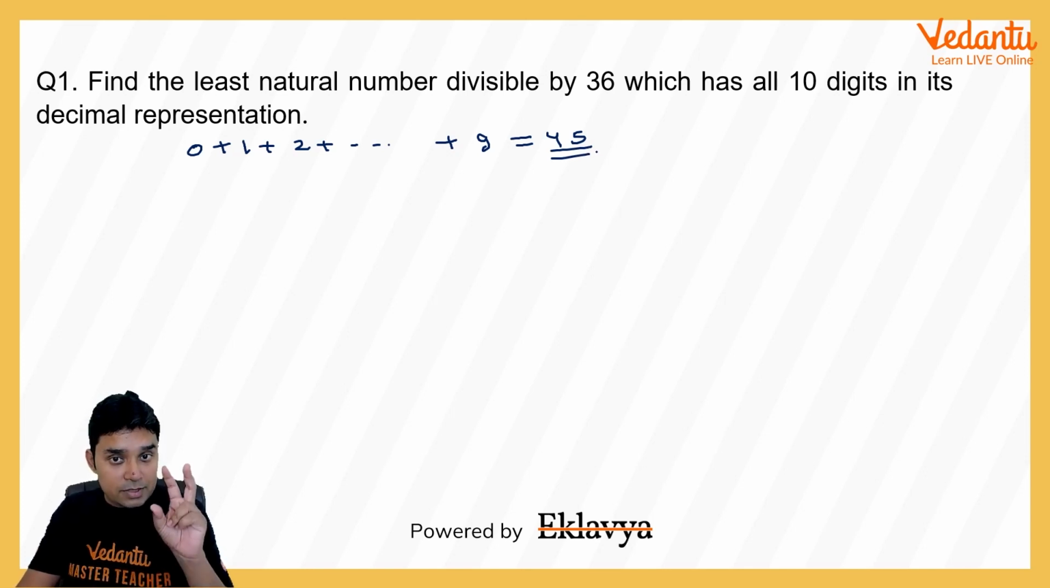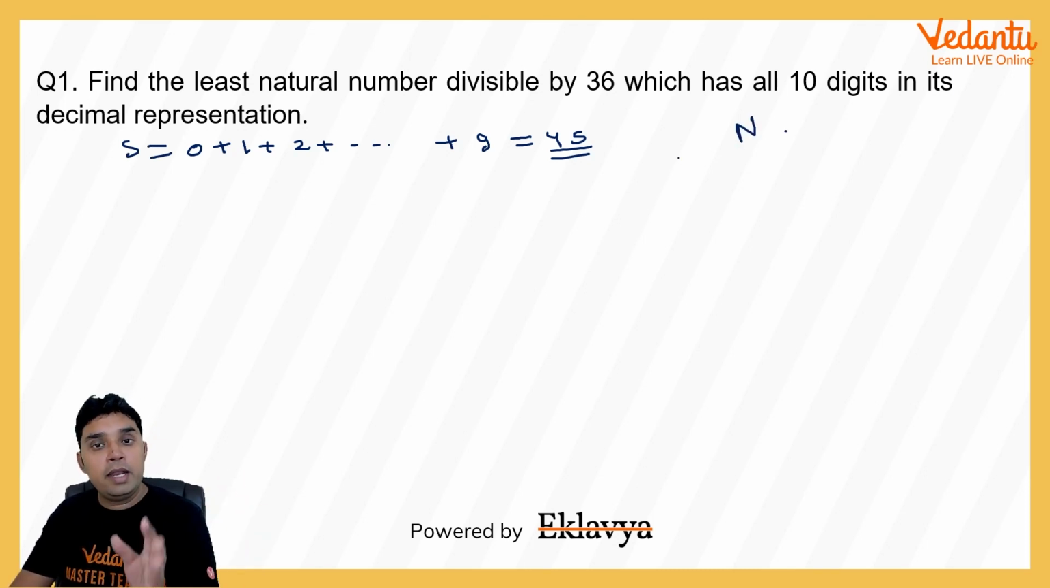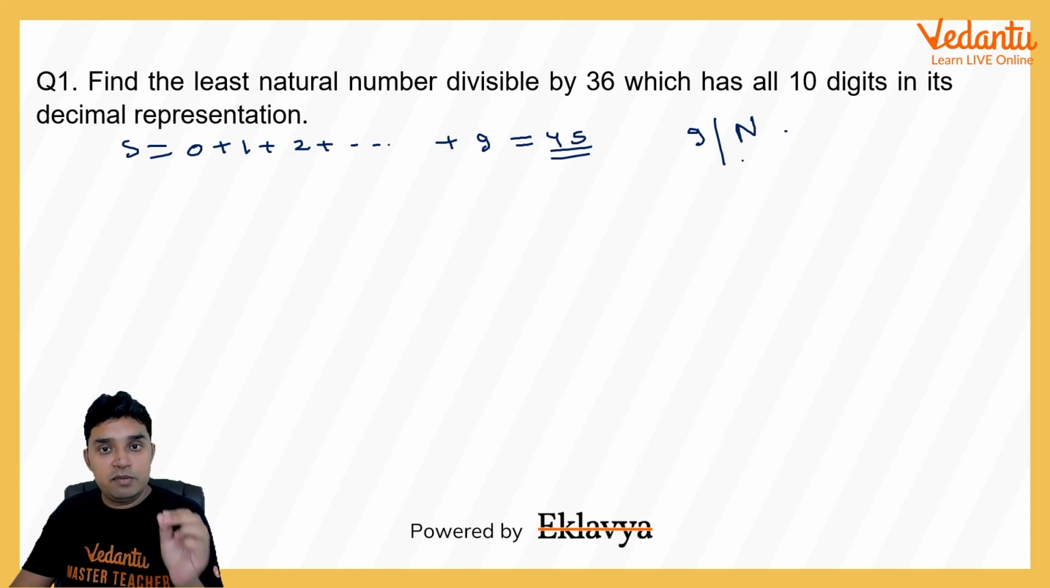Which means, because the sum is 45, which is divisible by 9, whatever number you create by using all these digits has to be divisible by 9, isn't it? So call this the sum, and whatever number you create using 0 to 9, all distinct digits, it has to be divisible by 9. But we want this to be divisible by 36. So 4 should also divide this number.